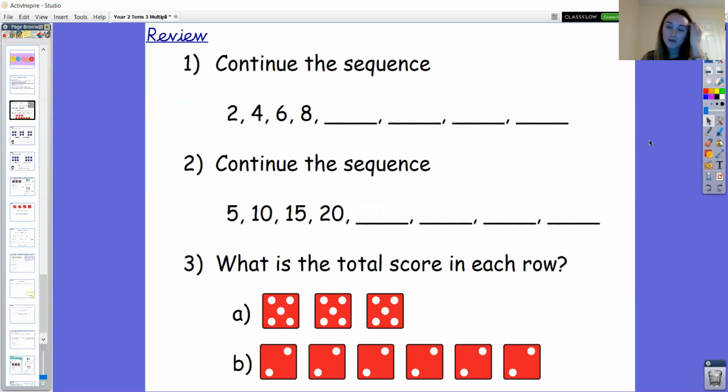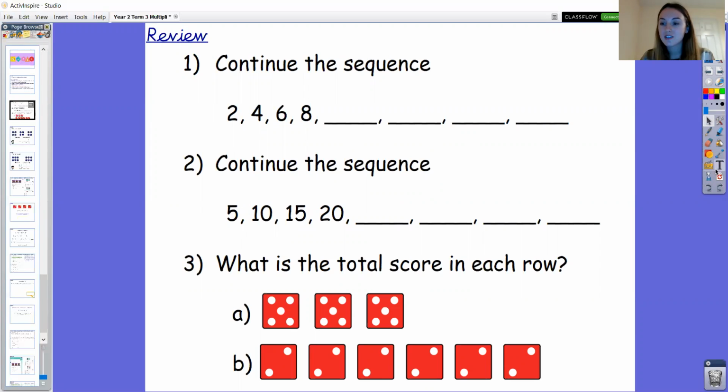Okay, so first of all, this morning, Year 2, in our review phase, we're thinking back to our prior knowledge of counting in multiples. So please can you pause the video here and continue both the sequences and think about finding the total score in each row of the dices.